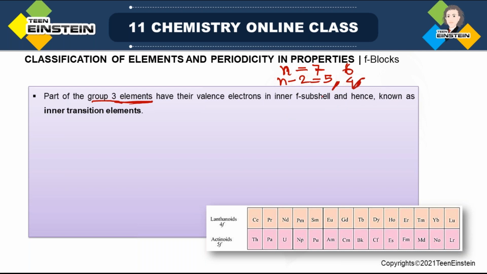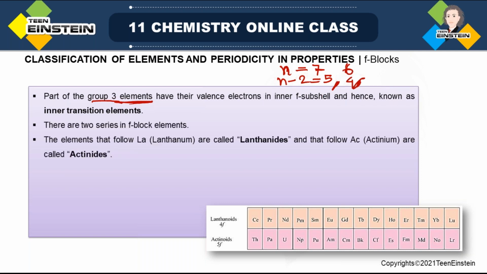So that is why they are f block elements. And they are known as inner transition elements. There are two inner transition series, first and second. So two series are present.